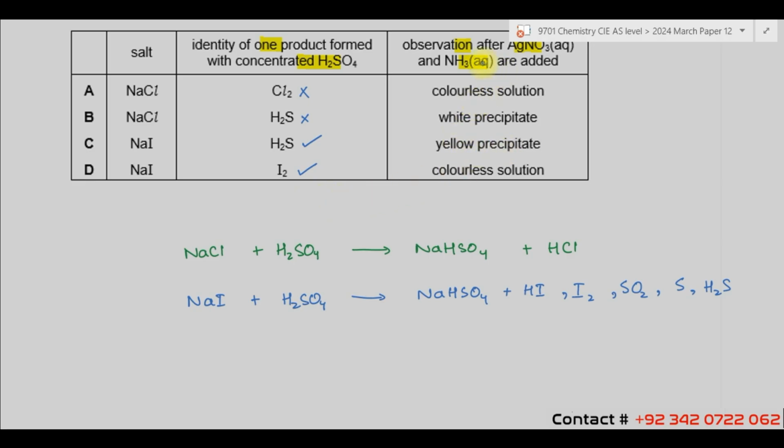Now let's see what happens when silver nitrate and aqueous ammonia are added. Now we have aqueous salts. In aqueous sodium chloride we have Cl minus, in aqueous sodium iodide we have I minus. They can react with silver nitrate. In aqueous silver nitrate we have Ag positive. So it will form precipitates AgCl and AgI. AgCl is white in color while AgI is pale yellow.